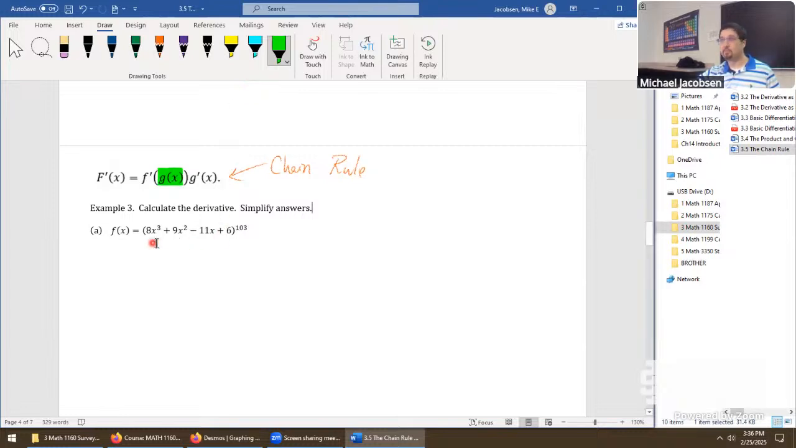Well, there are two functions. We have the power 103 function, and a degree 3 polynomial on the inside. The function on the inside would be the g of x. So this is the inner function. We differentiate it second, so it's function 2, inner. The outer function, which we'll differentiate first, is the power 103 function. So this is function 1, outer. It's function 1 in the sense that we'll do that derivative first.